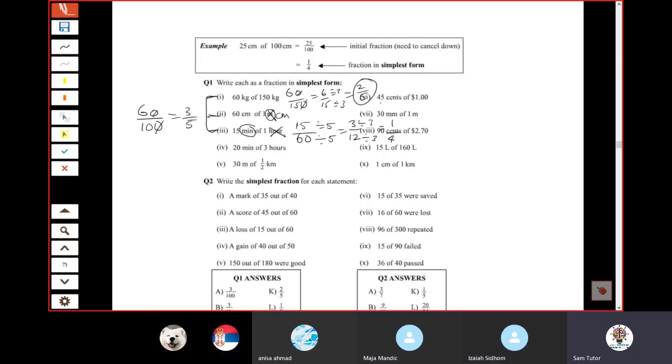Okay. Bobby, let's do this one here. 45 cents of $1. So that should be 45 over 100, 100 cents. Good job. And then divide them both by 5. So 9 and 20. Can you simplify that anymore? I don't think so. I think that's done. Good.